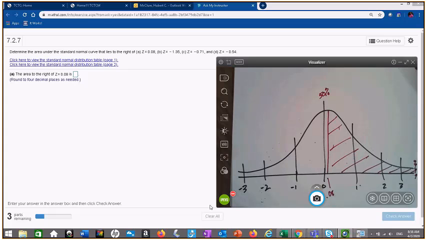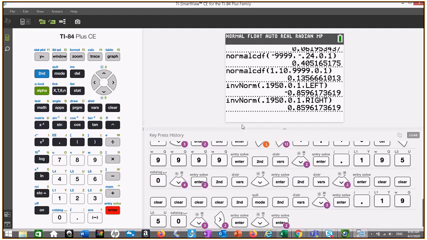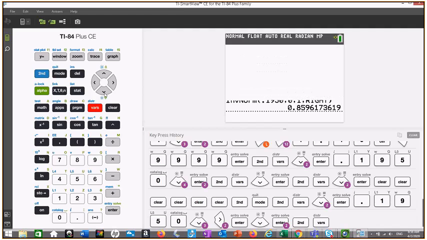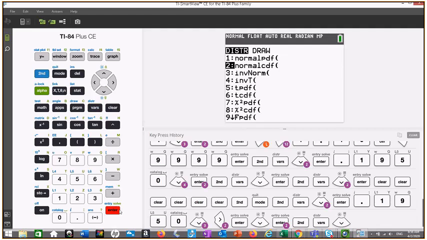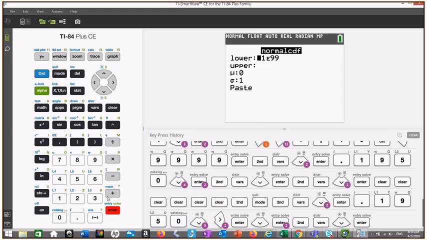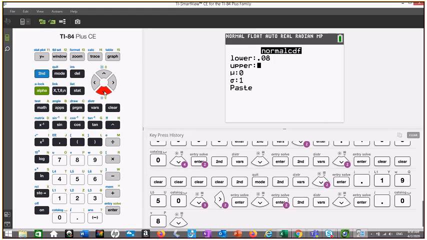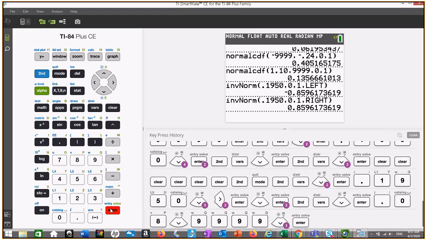So I'm going to take my handy dandy calculator and do second vars, normal CDF, and I'm going to go from 0.08 to 9999. And it should be around 40-something%. 0.4681. So that's your first answer.